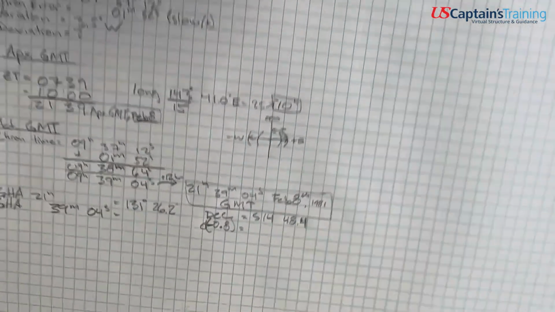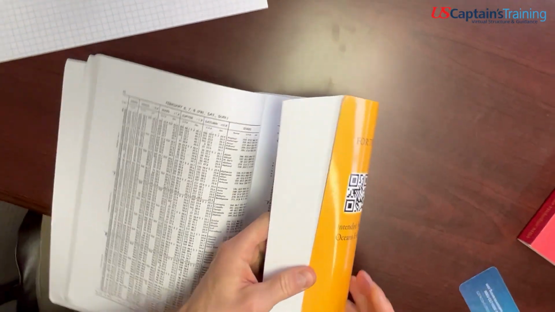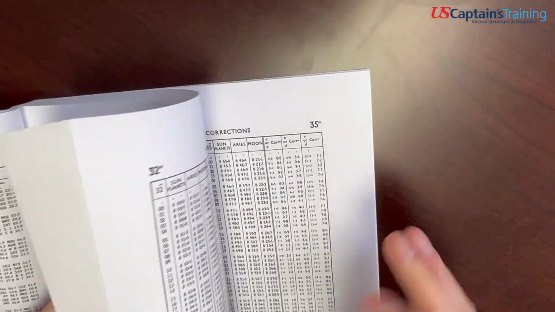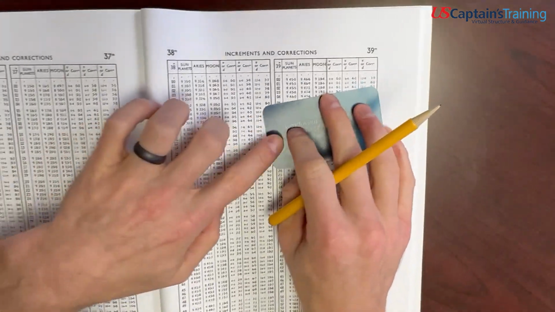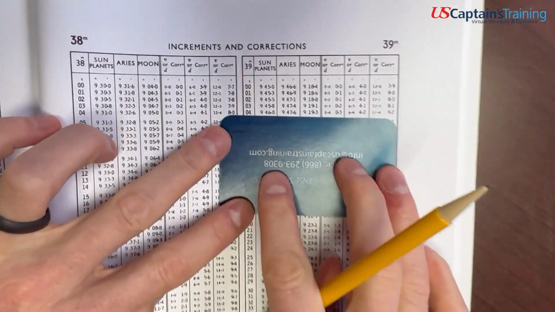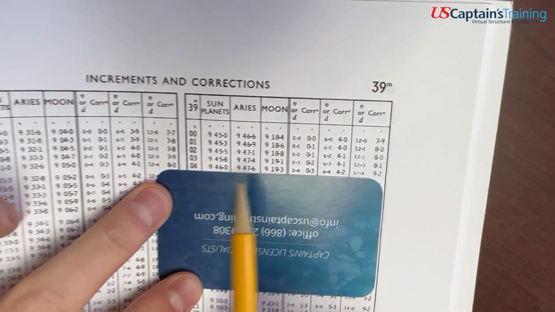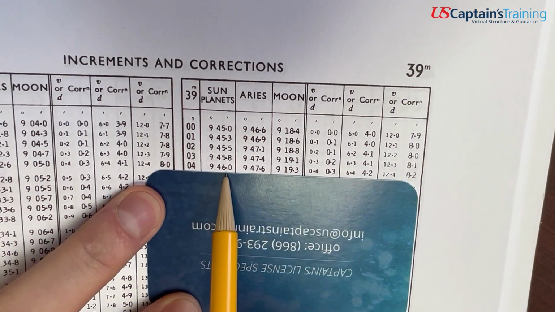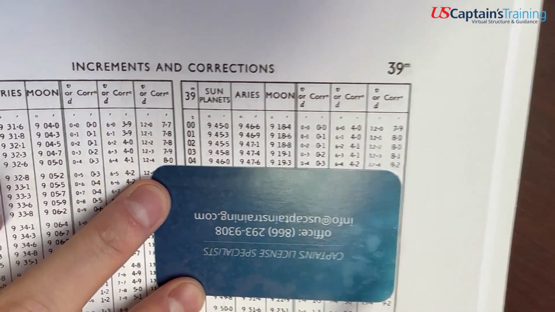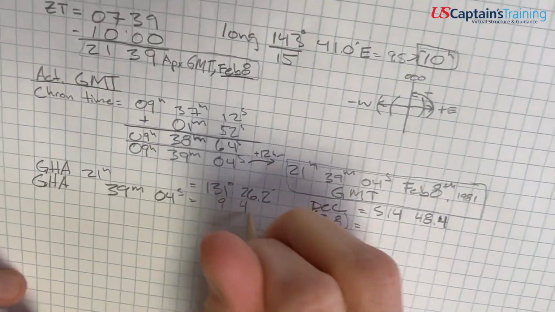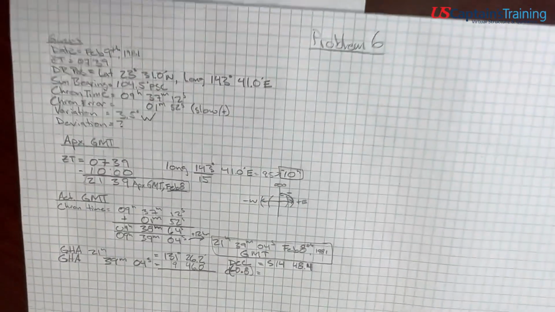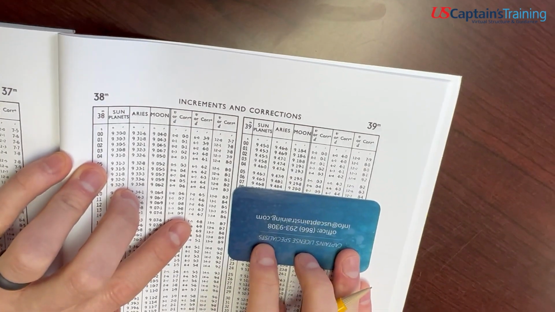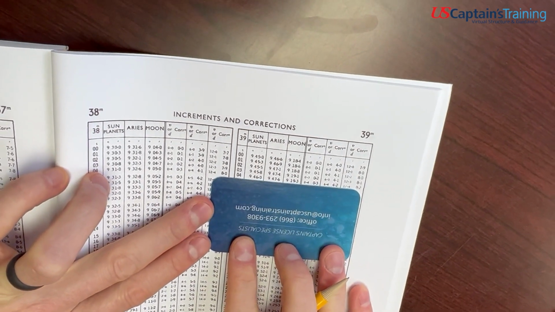We can go into the increments and corrections table all the way at the back. For 39 minutes, we're looking at 47, 35, 39 minutes and 4 seconds. Here we are. So 39 minutes, and then here's the seconds. 39 minutes, 4 seconds. Yeah. 9 degrees, 46.0 minutes. See, 39 and 4, 9 degrees, 46.0.